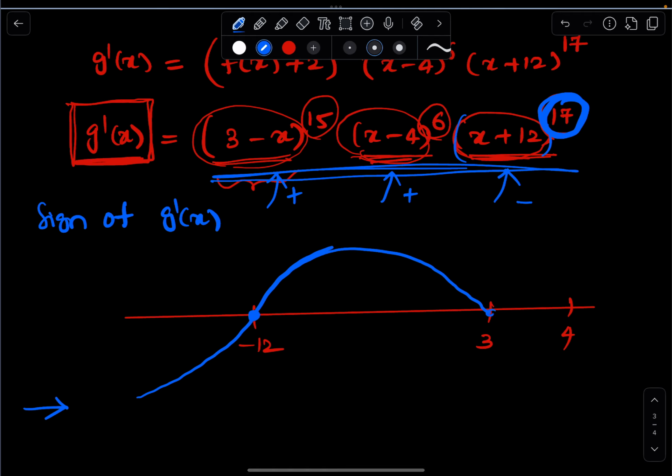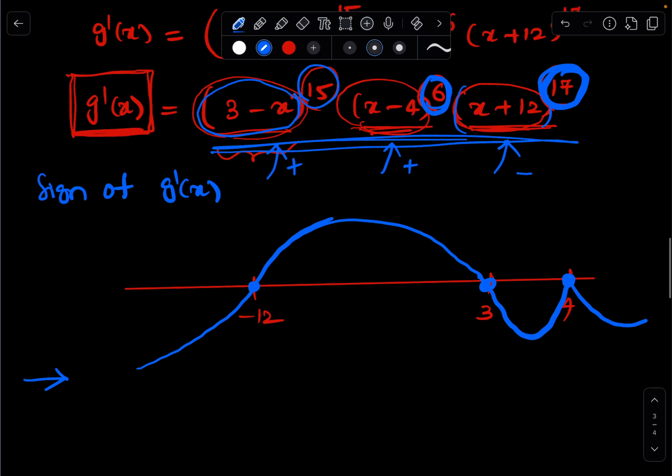Now check for the power of 3. So the power of 3 is 15. Again an odd power. So you have to go to the opposite side. Something like this till 4. Now check the power of 4. It is an even power. So you will not be going to the opposite side. You will be staying on the same side. Alright, something of this sort.